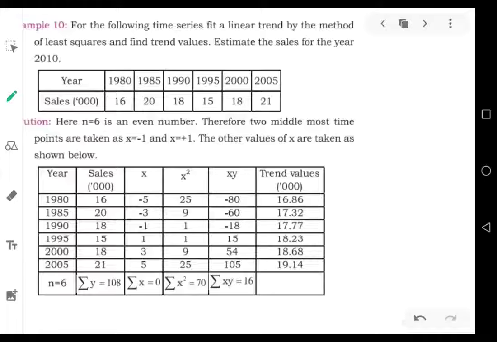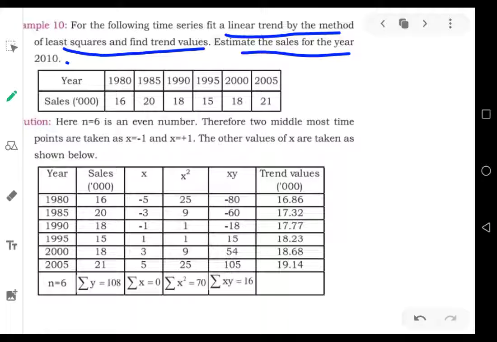Hello students, let's work out a problem on least squares method of computing trend values in this video. You have a problem here. From the following time series, fit a linear trend by the method of least squares and find trend values. Estimate the sales for the year 2010 also. So we should calculate the trend values and also we should be estimating the sales for 2010.